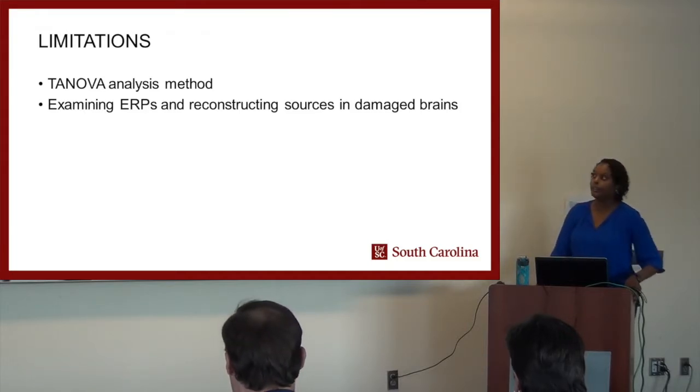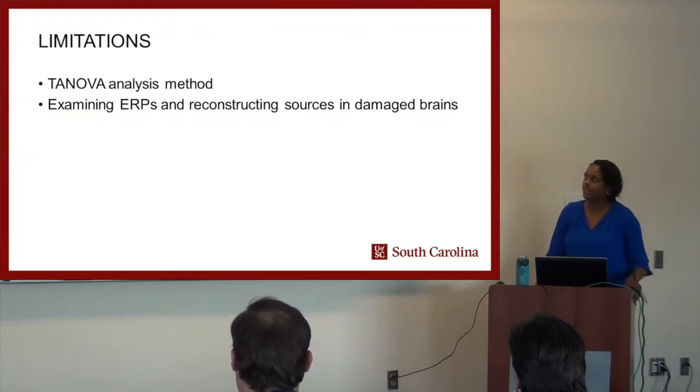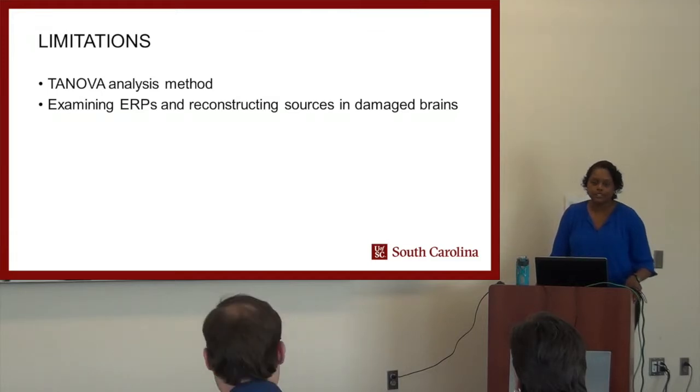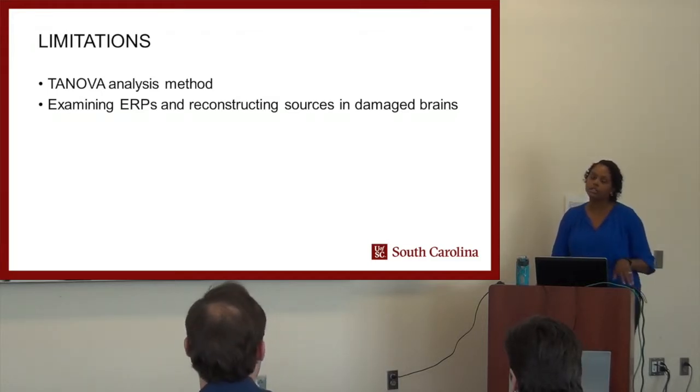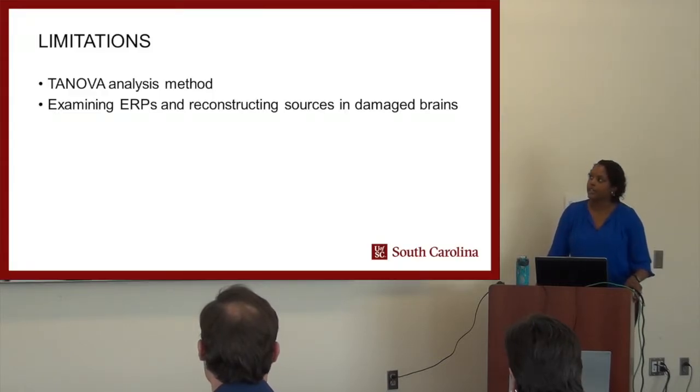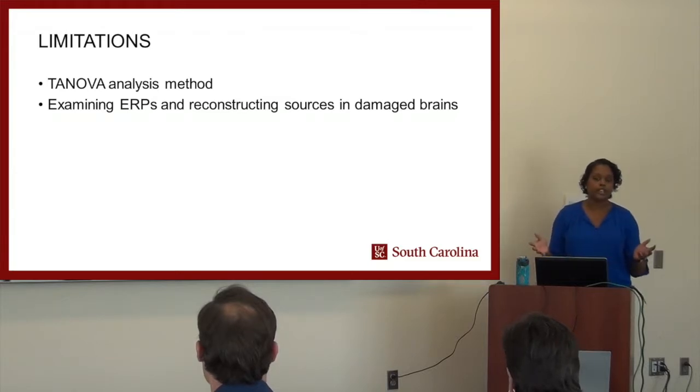Another challenge was examining ERPs and reconstructing sources in damaged brains. Our ERP data was much noisier for the individuals with aphasia, which made it difficult to retain enough trials for analysis and required a lot of trial and error in terms of pre-processing. And also the variation in lesion location didn't allow for a group analysis of the source locations. Because there is so much variation in those sources and variation in lesion site and size, it's difficult to generalize this to a larger population.